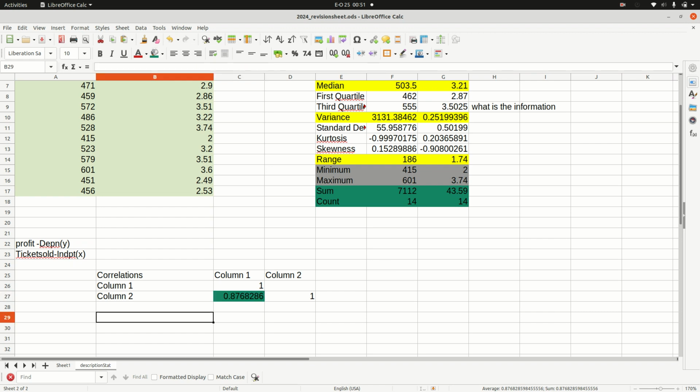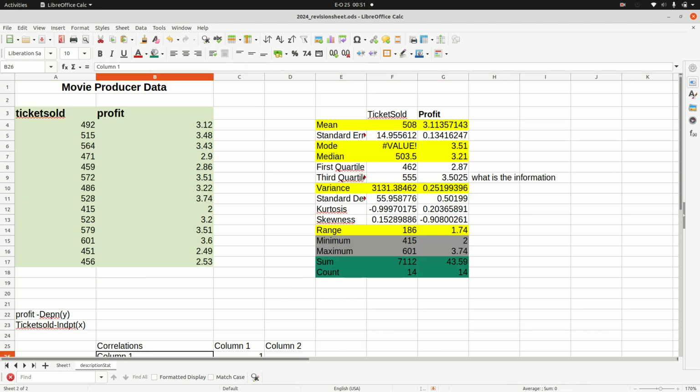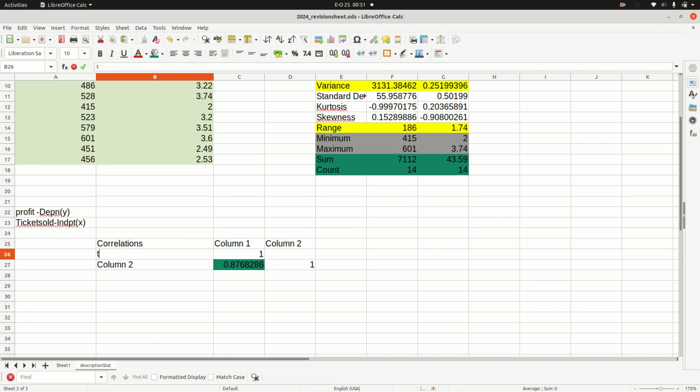So column 1 is my tickets sold. Don't forget, correlation is irrespective of whichever is your x and whichever is your y. Tickets sold, and then my column 2 is my profit. This header should have been picked up, but I'm not so sure why it's not working. So how would you describe this 0.87? It is a strong, positive correlation. It means that if I have a high number of tickets sold, I can make more profit. Okay, so that's how you interpret your correlation.